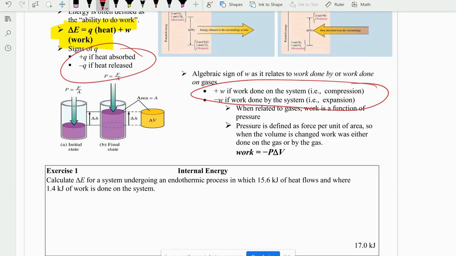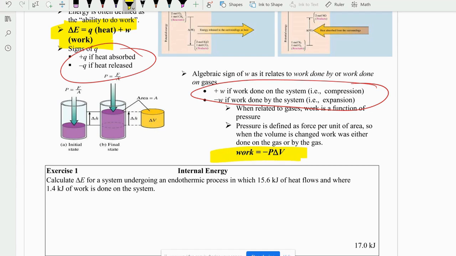If you have a positive work value, if it's a positive number, what that means is that work is done on the system by the surroundings. Conversely, if it's a negative work value, work is done by the system to the surroundings. So really you've got to pay attention to signs here. We're going to get some practice in just a second.